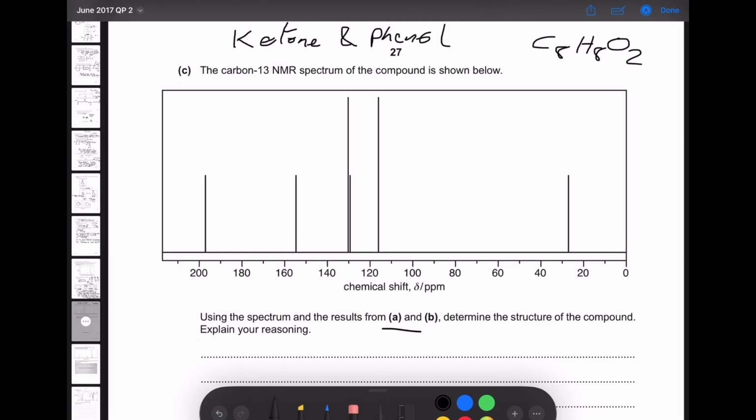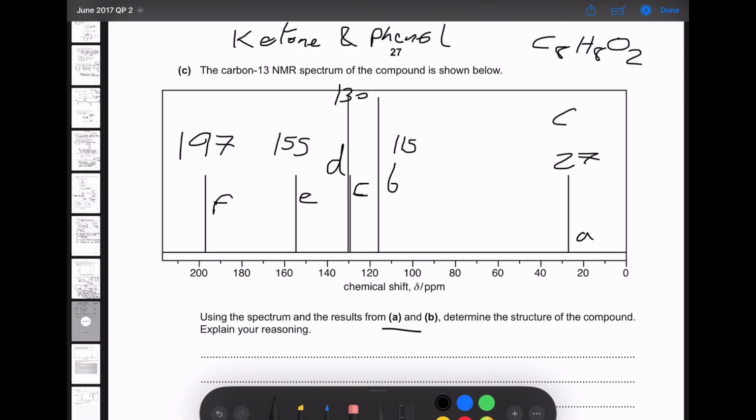So now let's look at our NMR. We're going to call this environment A, B, C, D, E, and F. So let's assign some values to it. This is going to be 27. This is going to be 115. We'll call these two 130. E is going to be 155 exactly, and F is going to be 197.